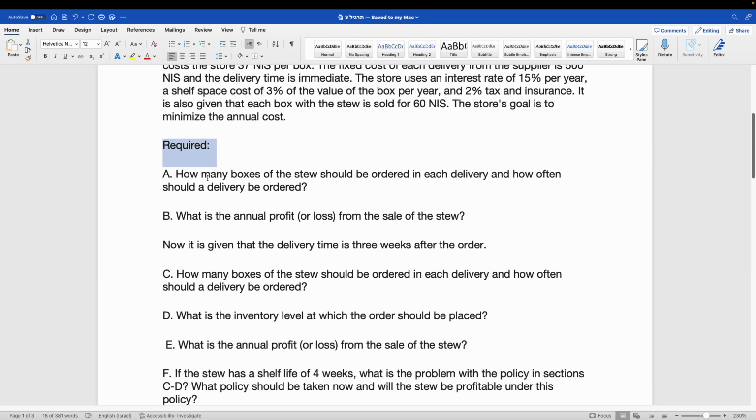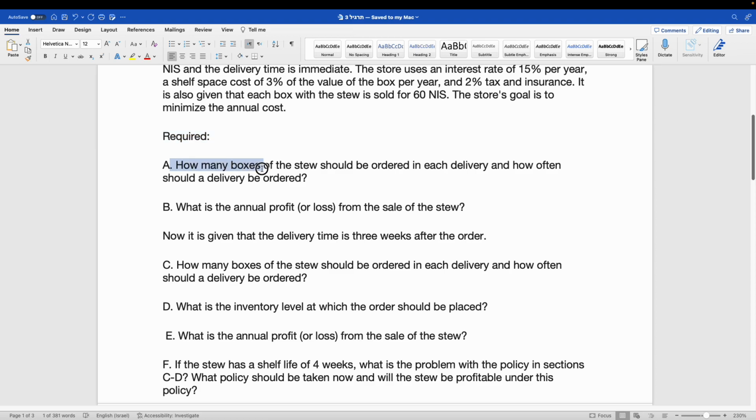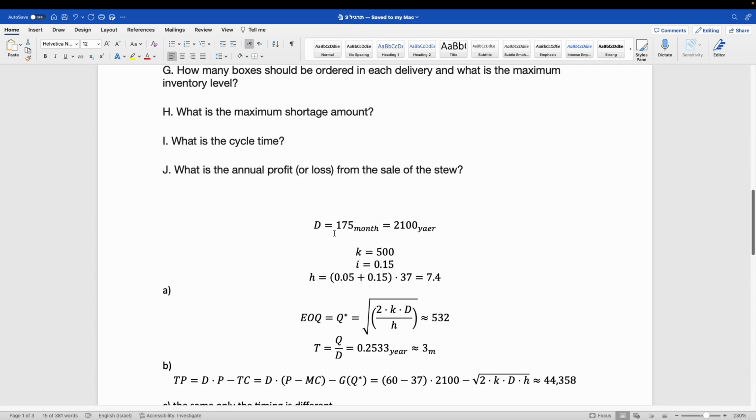Now we are asked the following question: how many boxes of stew should be ordered in each delivery, and how often should they be ordered? So this is a classical EOQ model question. To solve this, we have the following details. We know the demand per year and per month, we know the order cost, and we know the interest. So the holding cost is 7.4.